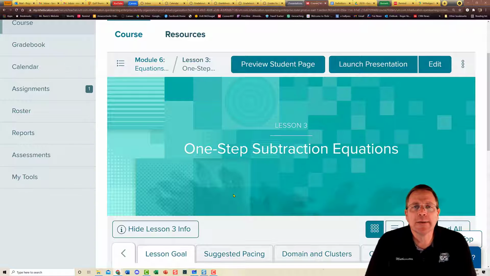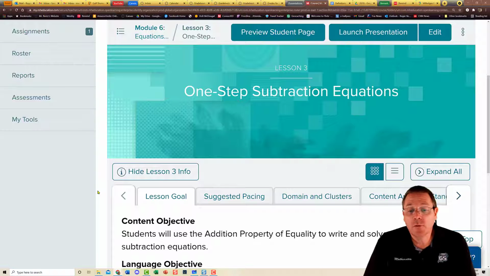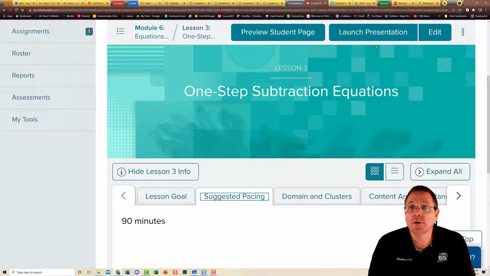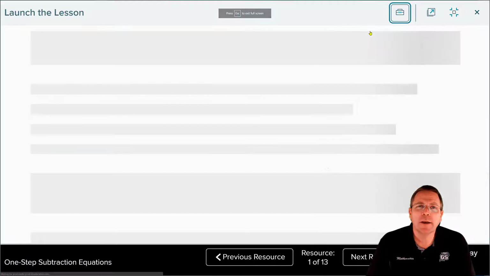Module 6, Lesson 3 deals with one-step subtraction equations. You're going to find this one works a tremendous amount like the one-step addition, only opposite. Content objectives: students will use the addition property of equality to write and solve one-step subtraction equations. Pacing guide suggests this will be a 2-day lesson. Shouldn't take that long, I wouldn't think, but we're going to get into it and find out.